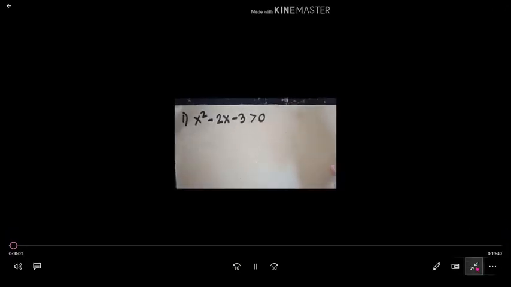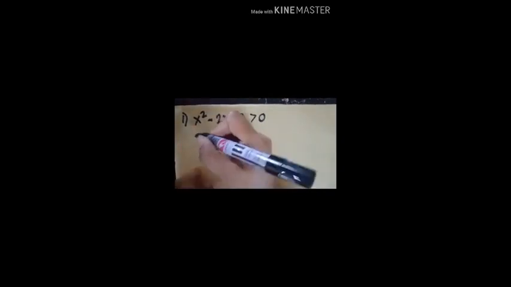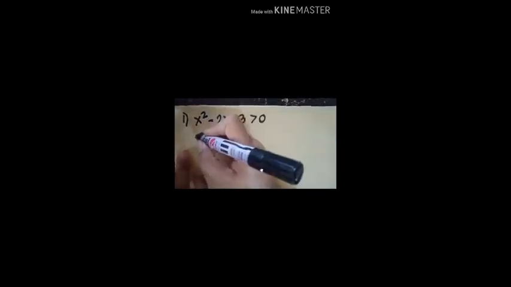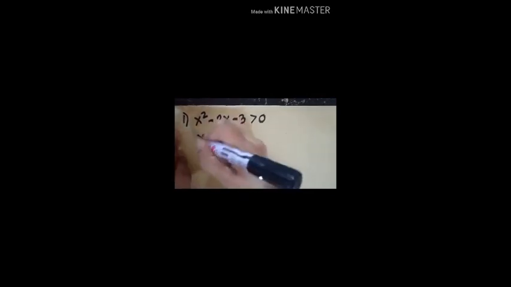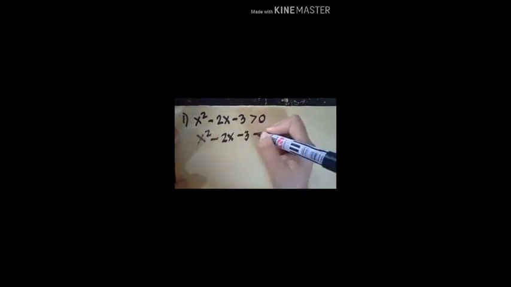Okay, so let us determine the solution set of the given quadratic inequality x squared minus 2x minus 3 is greater than 0. Okay, so remember the steps in solving for the solution set of the quadratic inequality is to turn the inequality into an equation. So therefore, we are going to change the inequality symbol to an equal sign. So we have x squared minus 2x minus 3 is equal to 0.